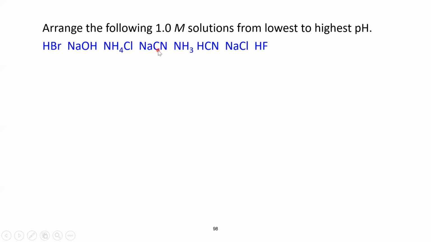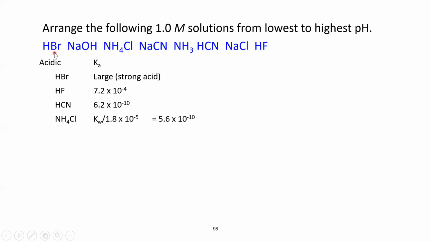And then we have two salts. Okay, this is an acidic salt. This is a basic salt. So let's look at the acidic first. Okay, hydrobromic acid, hydrofluoric acid, hydrocyanic acid are all acids. Okay, they're all going to have low pHs. Now, the hydrobromic will have the lowest pH. If we look at the Ka values, hydrofluoric acid is a stronger acid than hydrocyanic acid. So hydrofluoric acid would have the next lowest pH. Hydrocyanic acid would be a little bit higher on the pH scale. And then ammonium chloride is an acidic salt. So it's going to have a pH less than 7, but it's going to be closer to 7 than the other ones are. So hydrobromic, hydrofluoric, hydrocyanic acid, and ammonium chloride.